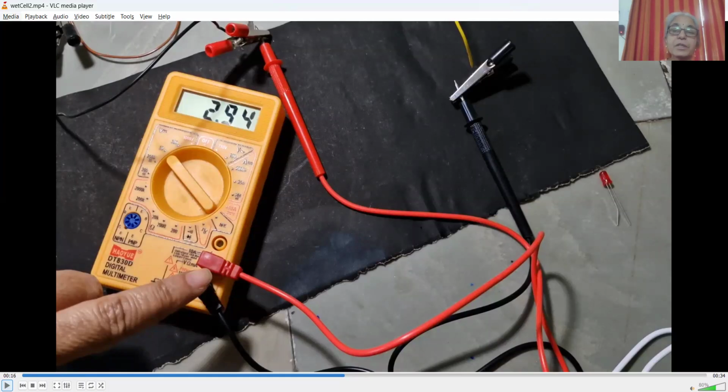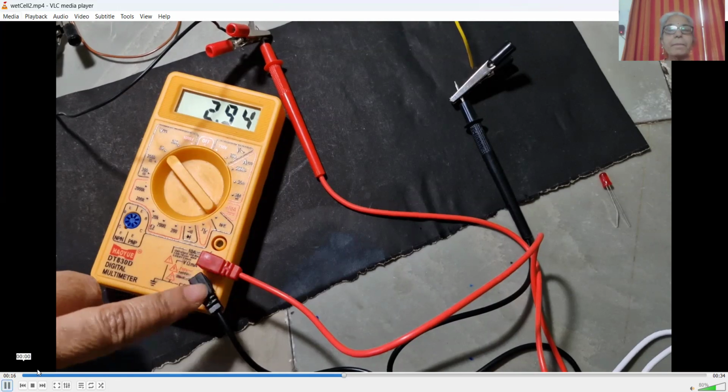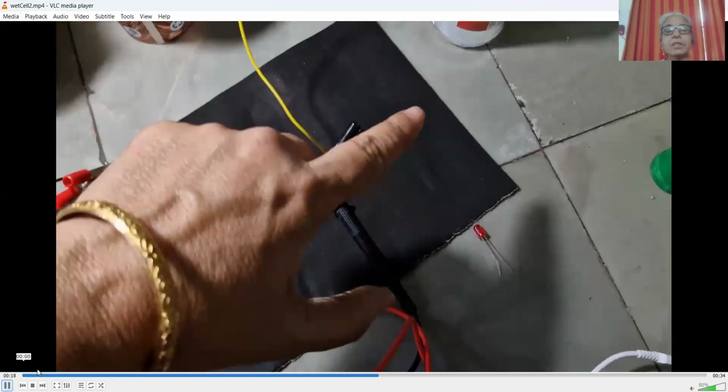Here, I'm measuring the voltage generated by these 3 cells using a voltmeter. The voltmeter has a red wire and a black wire, the terminals. So this is a voltmeter and I'm measuring the voltage generated by our battery. There's a red wire coming out of it, a red terminal, and the black wire, black terminal. So this is the measuring device.